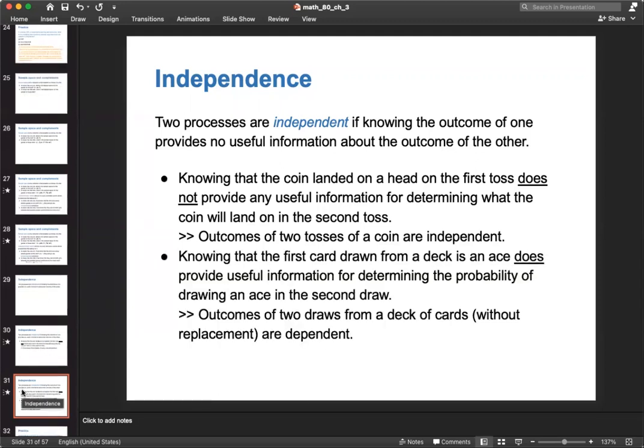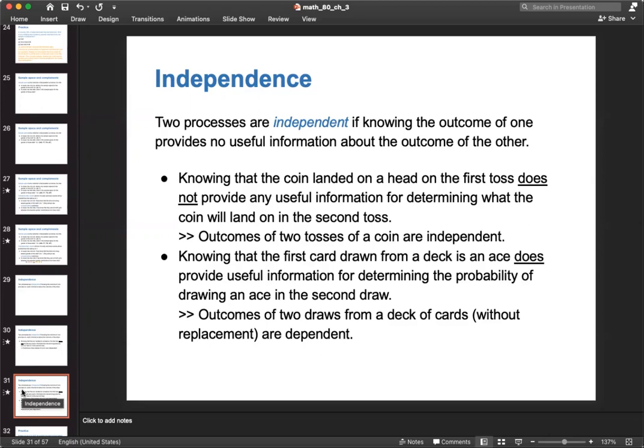This is an interesting one. Now let's take a look here. This is a fun one. The card one, you have to put a little bit more thought into it. You have to think about whether you're going to replace the card after drawing, meaning put it back in the deck or not. Knowing the first card drawn from a deck is an ace does provide useful information for getting the probability of drawing an ace in the second draw. That really depends on whether you do a replacement or not.